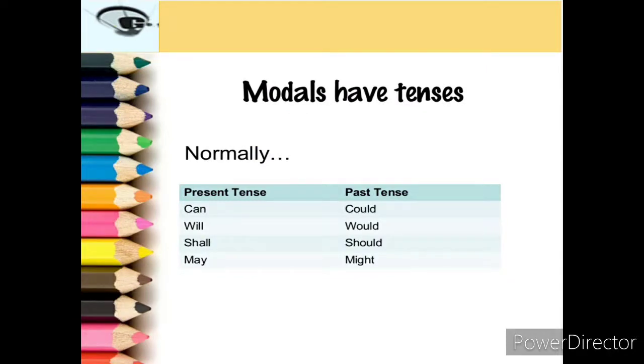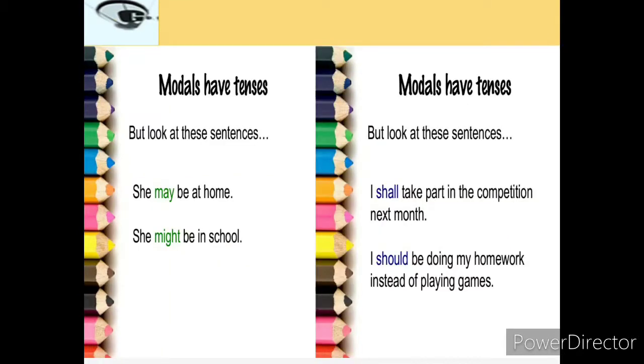Modals have tenses normally. Can is changed to could when we have to write in past tense. Will changes to would. Shall changes to should. And may changes to might. So whenever you change present tense to past tense, these are the changes that we witness. But now let's have a look at these sentences.